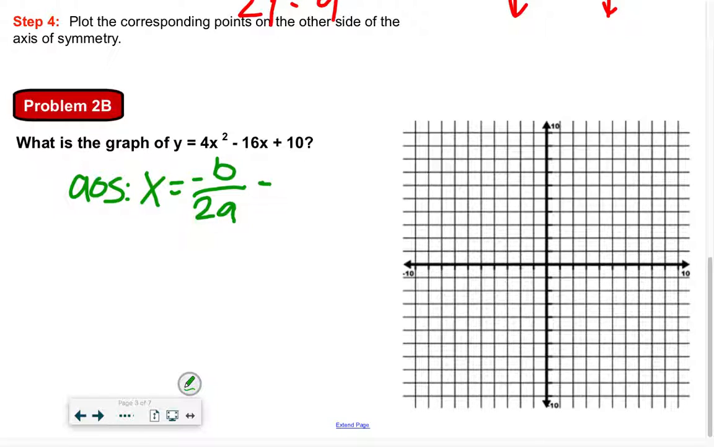What am I plugging in for b? Good catch, negative 16. What am I plugging in for a? 4. So negative, negative, that makes positive 16 divided by 8, 2. So our x equals 2. So if you just want to right away make your axis of symmetry of 2, you can do that, or you can wait. I did it.